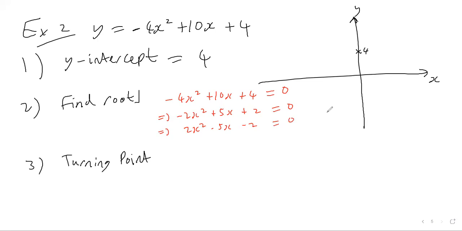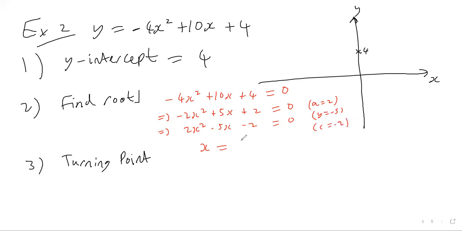Okay, great. So is there any way that we could factorize this? I don't think there is. I can't seem to see a way that we could do it. I'm just going to use the quadratic formula. So x equals minus b. The a value here is going to be 2, the b value here is going to be minus 5, and the c value here is going to be minus 2.